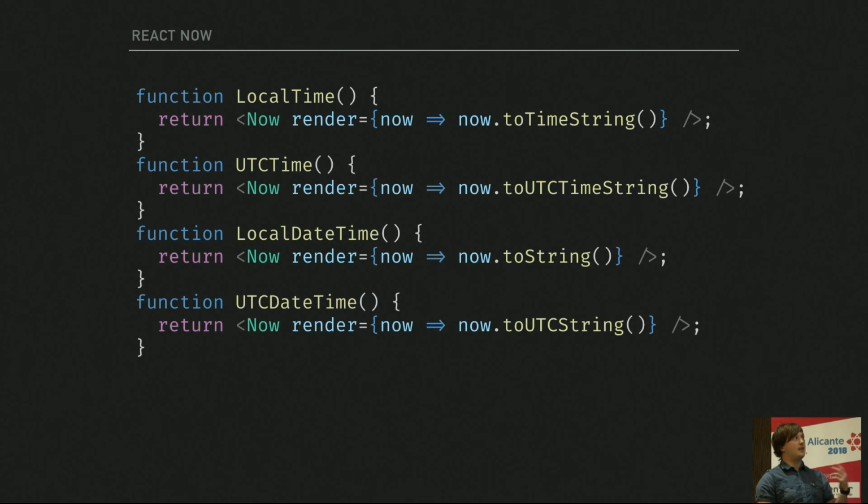And then we can really easily build all of these different components without having to repeat that logic about on mount, start a timer, on unmount, clear that timer. And we can have local time, UTC time, local date time, UTC date time. All of these are just formatting the date in different ways. They're just extracting different information from that same object. All of these are taking a date and converting it into a string.